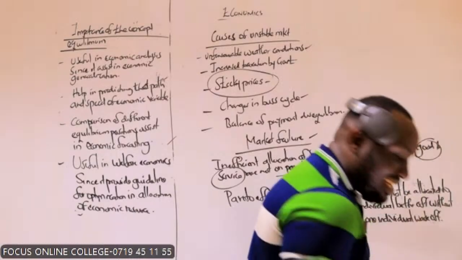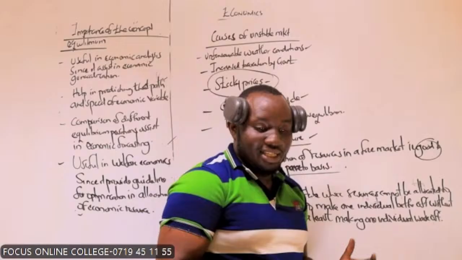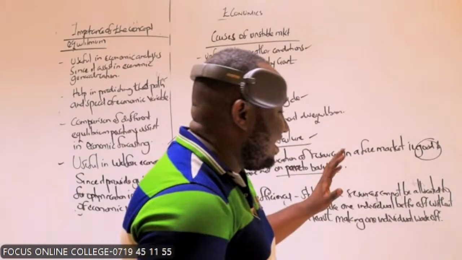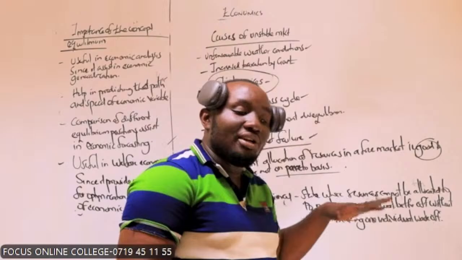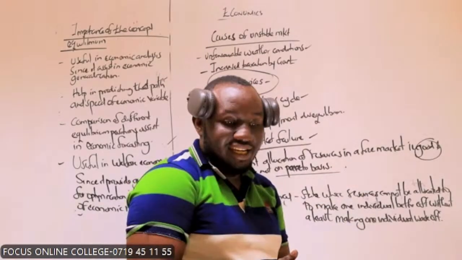Do you believe you have to crush somebody in order to succeed? Look at Pareto efficiency: we cannot allocate resources to make one individual better off without making another person worse off.